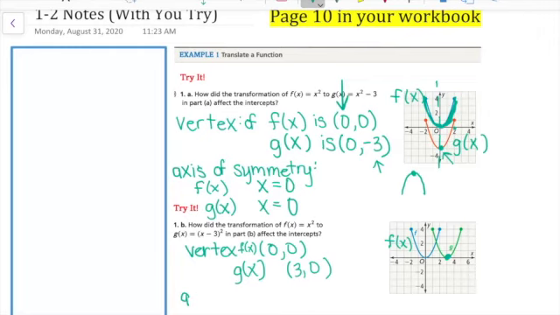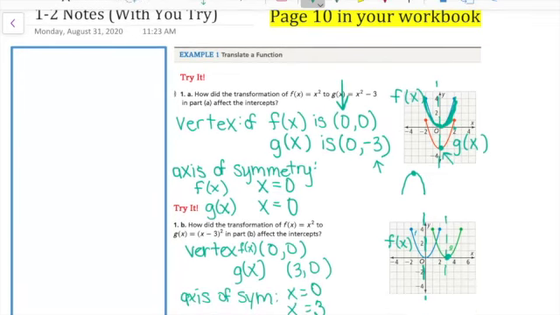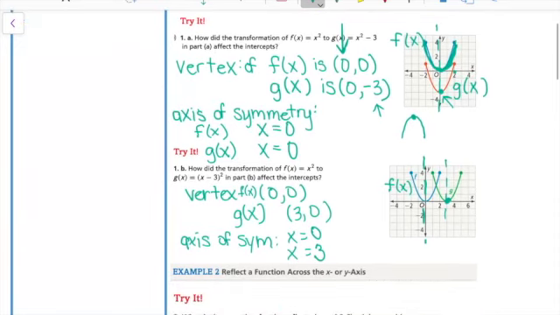For the axis of symmetry, remember we put x equals for both. This one is at x equals 0. And this one happens to go through x equals 3. Notice those are the same x values as our vertex.